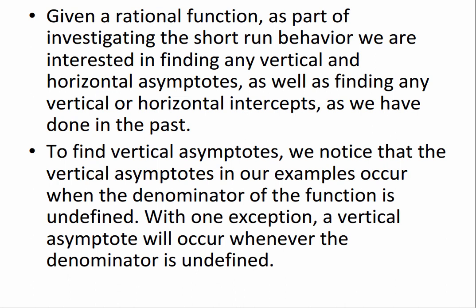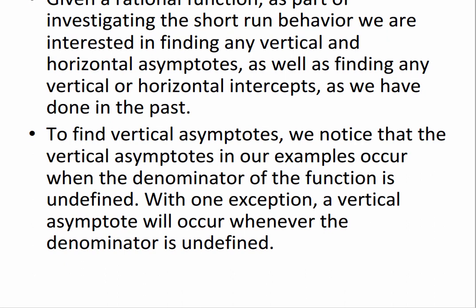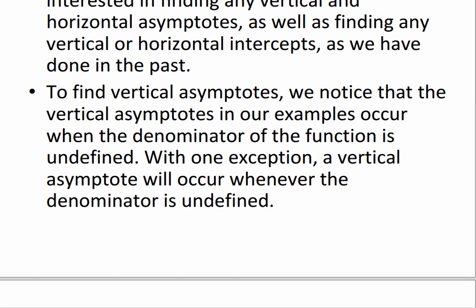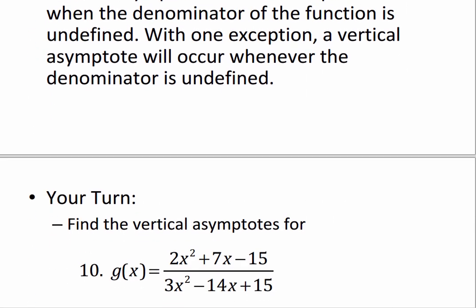Okay, so given a rational function as part of the investigation of its behavior, both long-term and short-term, we're going to be interested in finding the vertical and horizontal asymptotes. But also, just as before when we work with earlier functions, we're going to want to find out where does it cross the x and the y axis, in other words, our vertical and horizontal intercepts. Well, let's start off with finding vertical asymptotes. So what you may have noticed is that in the previous couple examples, the vertical asymptotes occurred when we had division by 0. So if we find where the denominator is equal to 0, we will find the equation of the vertical asymptote. Now there is an exception to that, and we'll talk about that in a few minutes. But if you want to find the vertical asymptote, you simply need to find out where is the denominator undefined. Where is it equal to 0?